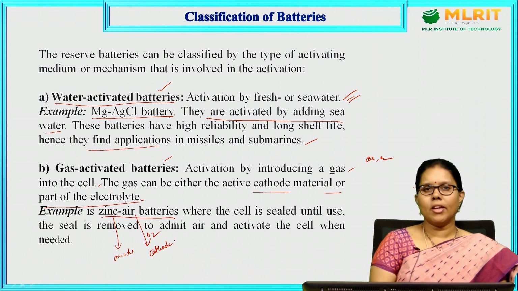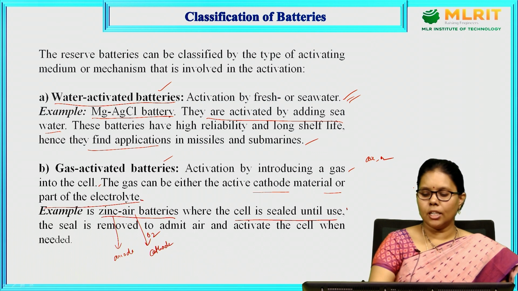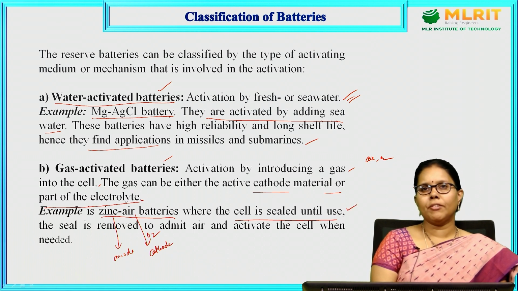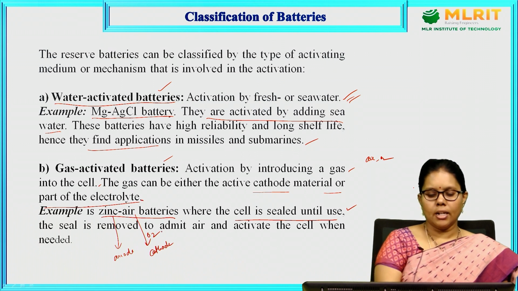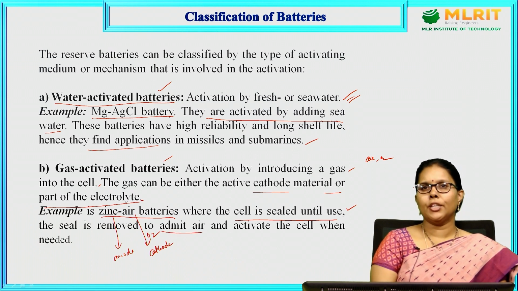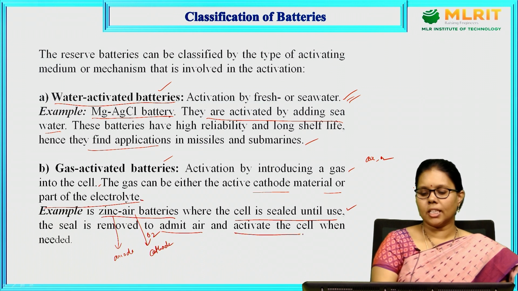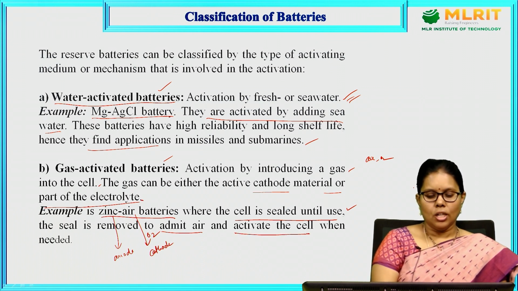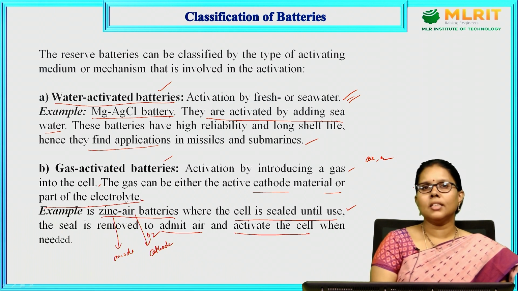In the zinc air battery, the cell is sealed until use. When required, the seal is removed to admit air and activate the cell. So, we can avoid unnecessary chemical reactions and we can get high energy output.